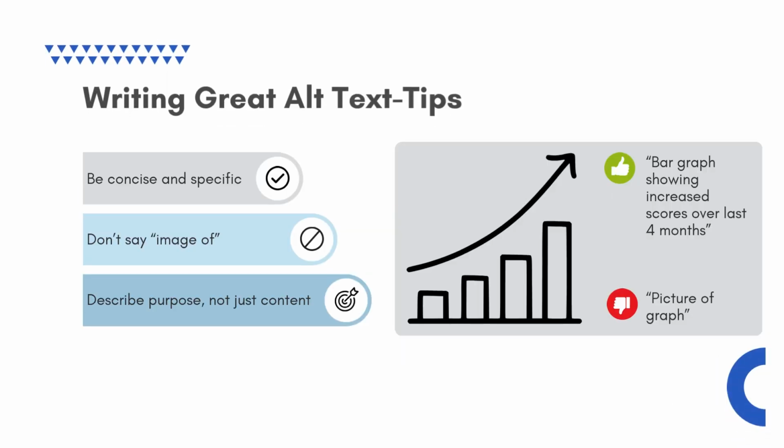Writing great alt text tips. Be concise and specific. Don't say image of in your description. Describe the purpose, not just the content. The image on the right shows a good example and a bad example of alt text. The good example describes bar graph showing increased scores over the last 4 months. The bad text says picture of graph.